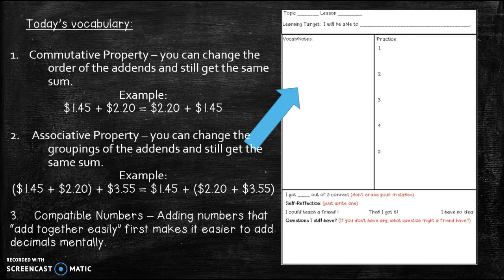And then our last vocabulary word is really important for mental math. Compatible numbers. Compatible numbers means that you're adding numbers that add together easily first, and it just makes it easier to add decimals mentally.